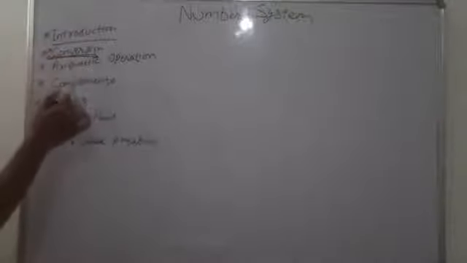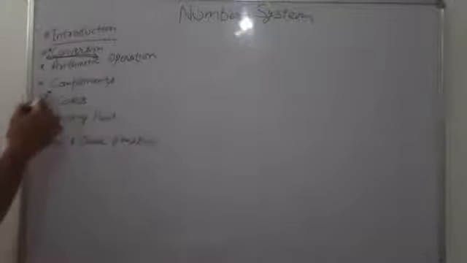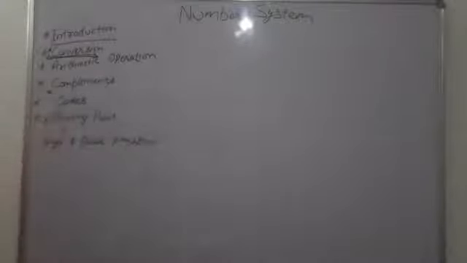Conversion is one of the most important parts of number system. Most of the time, questions come from conversion, or maybe from complements or floating point. So in conversion we will see the conversion from one number system to another, that is from decimal to binary or binary to decimal, or octal or hexadecimal or any other base. We will also talk about any other base.